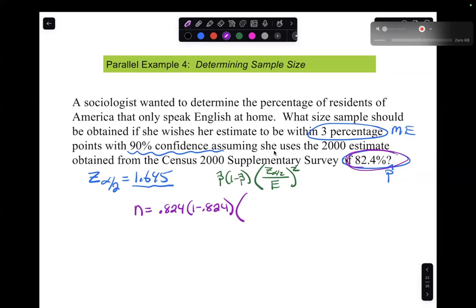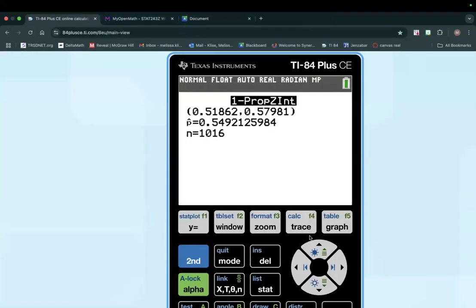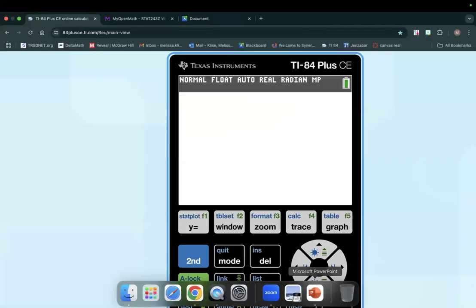My z is 1.645. My margin of error is 0.03 because that's 3 percentage points squared. You can put this entire thing into your calculator. Put it all into your calculator. I'm gonna do it here because sometimes putting things in the calculator can be complicated. So I'm gonna put it in here. So I have 0.824.